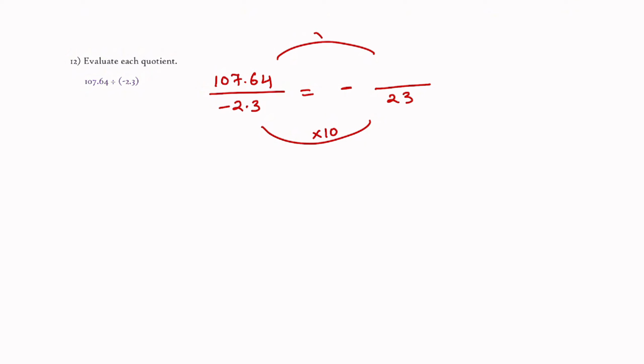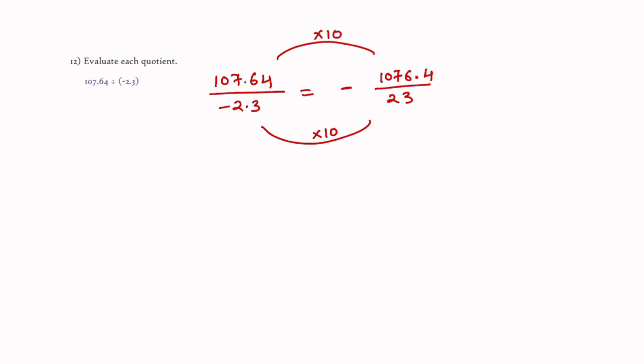Again, we have same kind of a question. It says 107.64 divided by minus 2.3. So we can make this minus sign common here because it's plus divided by minus. So final answer is going to be minus. So my divisor is 2.3. I want to make it 23. So that's basically times 10. Same thing, times 10. So that's 107, 6, and the decimal comes after 6, right?